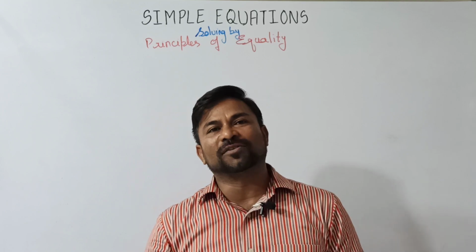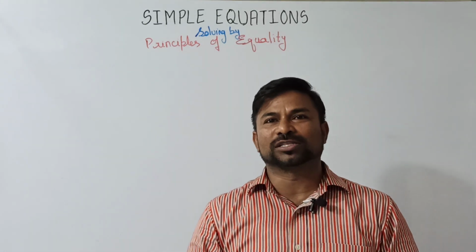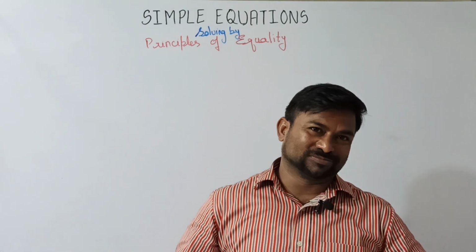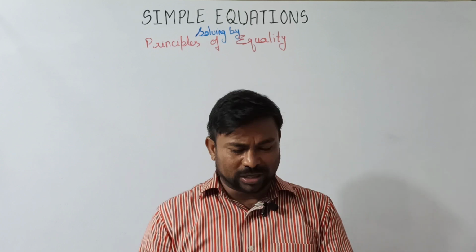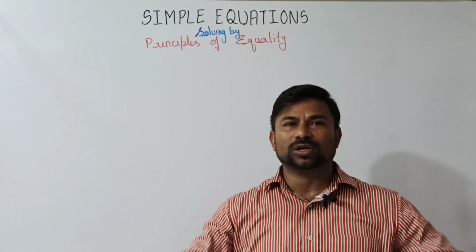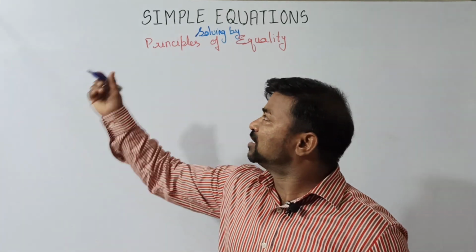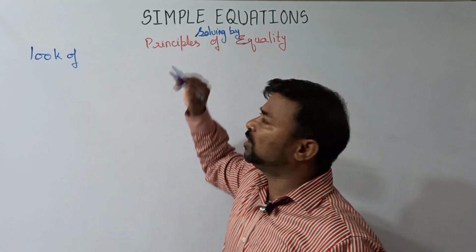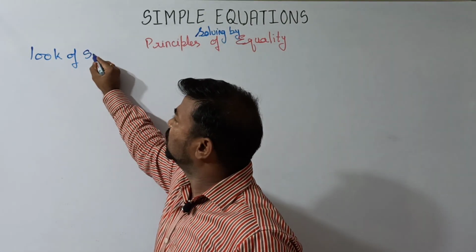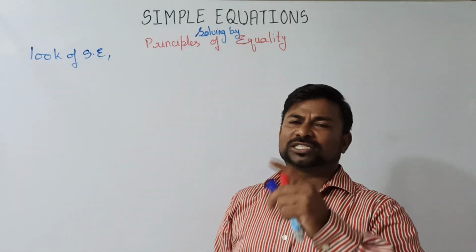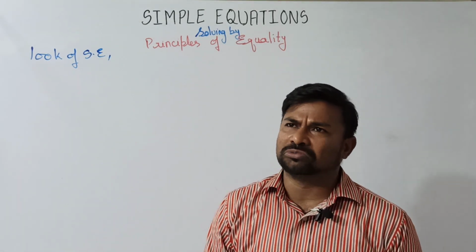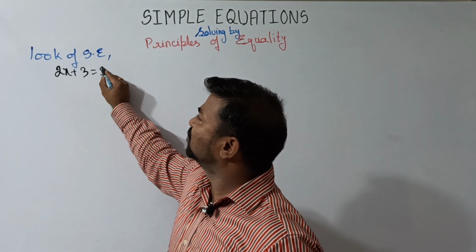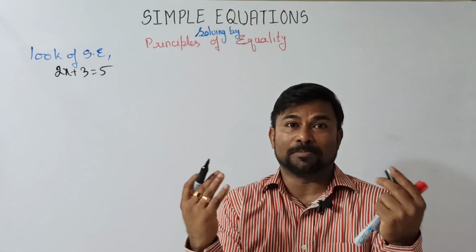Let me explain briefly before getting into the actual concept, that is finding the value of the unknown with the help of simple equations. Before that, let me tell you how a simple equation looks. Straight away I'm going with an example: it looks like this, 2x plus 3 equals 5. It's a simple equation. It's not a multiple equation.